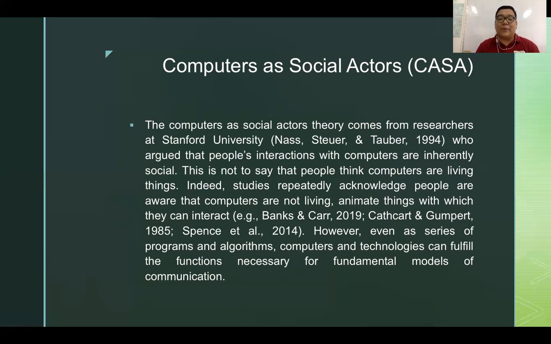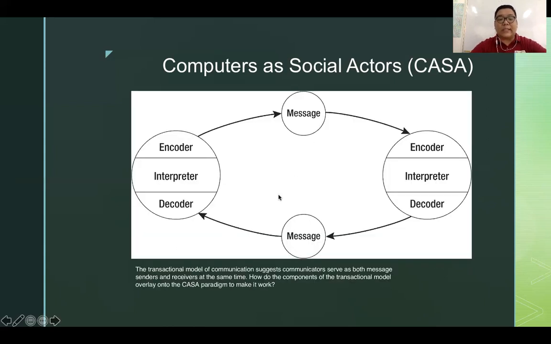However, even as a series of programs and algorithms, computers and technologies can fulfill the functions necessary for fundamental models of communication. For example, when it's transactional, I, the person, use the computer to interact, let's say I send a message and the computer responds to me. So that means the basic elements that must be present in a communication cycle are there. So we can say that communicating with a computer is still a social process because there is interaction happening, okay? Transactions happening. So this is the transactional model of communication, which suggests communicators serve as both message senders and receivers at the same time.